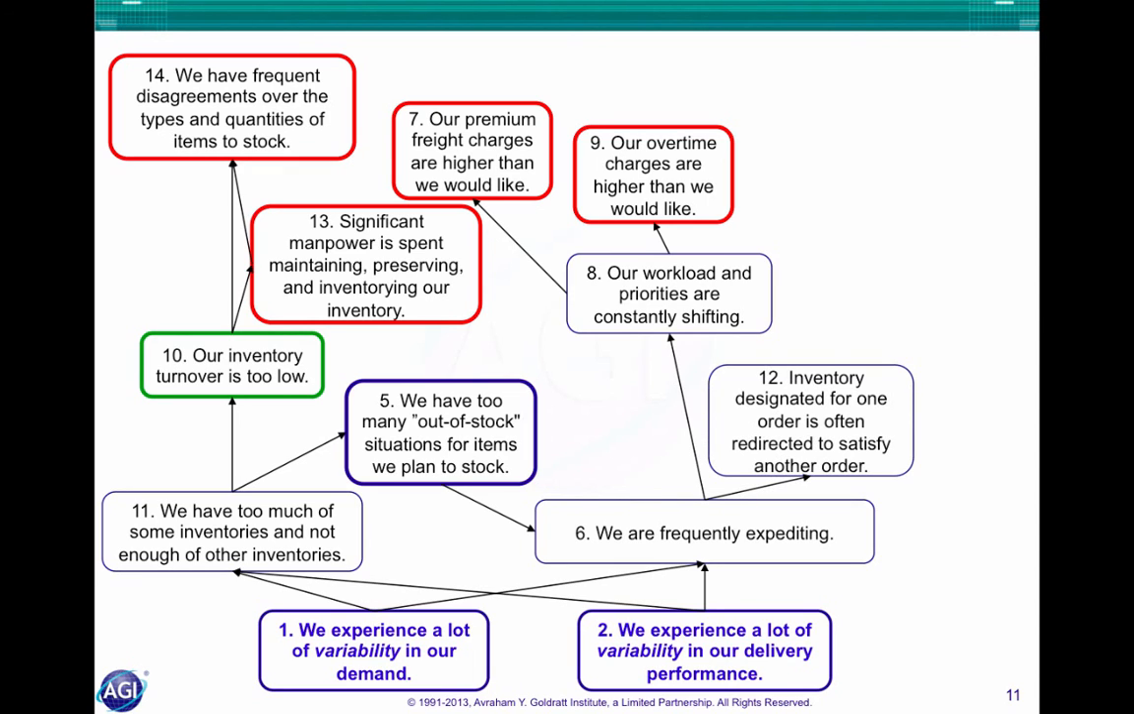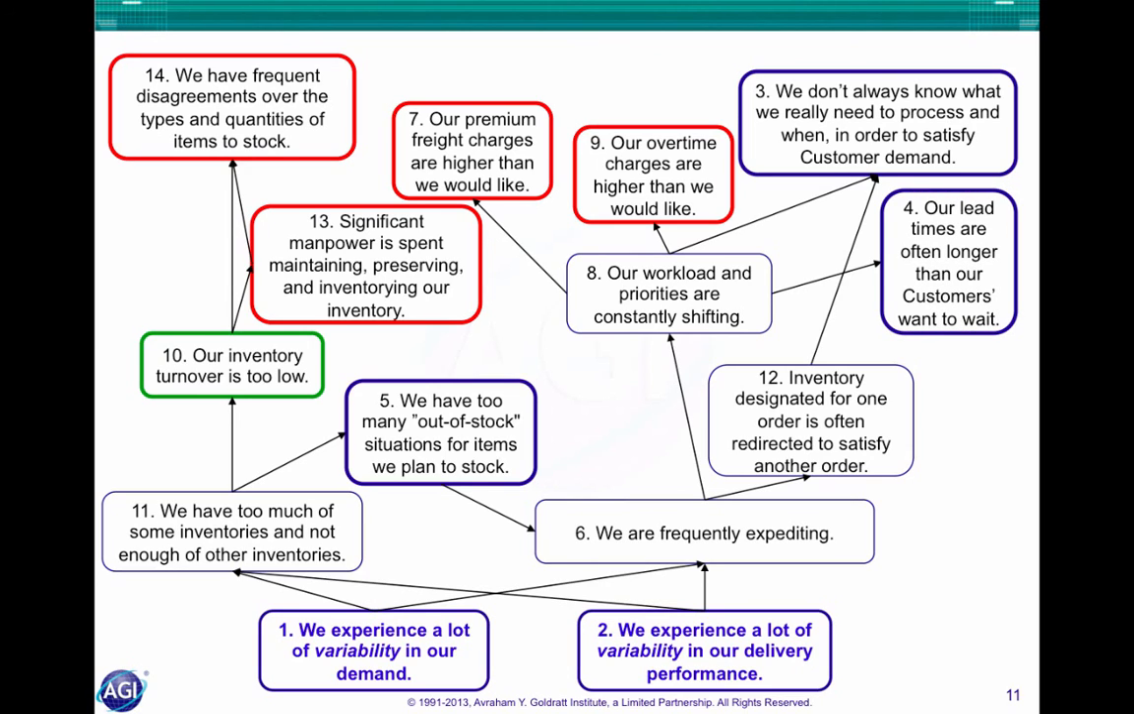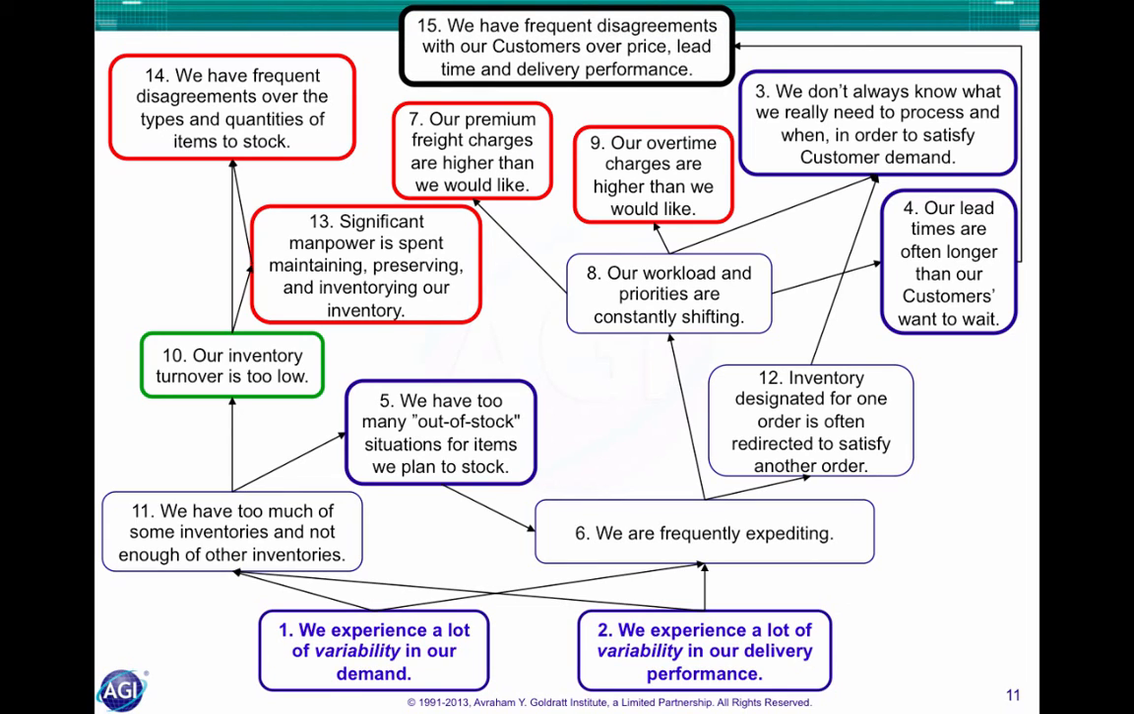Number 6, expediting, also causes number 12, inventory designated for one specific order to be redirected to satisfy another order, which in turn can leave us in a position where number 3, we don't always know exactly what we need to process and when in order to satisfy customer demand, which can be further exacerbated by the fact that number 8, workload and priorities keep changing, which can also lead to number 4, lead times being longer than customers are willing to wait, which puts us in conflict with customers, number 15, at least in terms of our lead times.